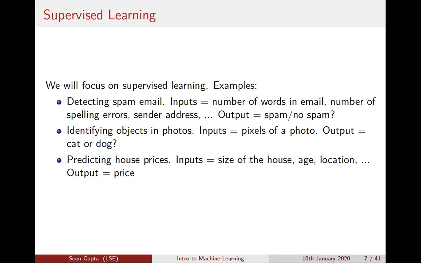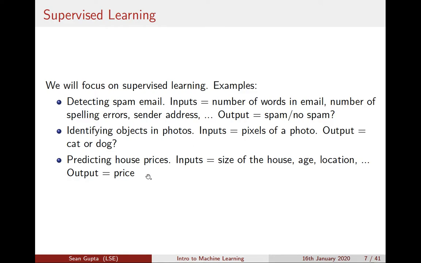What are examples of supervised learning? Detecting spam email is the first one. So what you want to predict, your output, is whether an email is spam or no spam. What do you use as input? Well, for example, the number of words in the email, the number of spelling errors, the address of the sender, and so on. Second example, identifying objects in photos. For example, your inputs could be the pixels of a photo, or more specifically, the RGB values associated with the pixels, and the output would be, is something a cat or a dog.